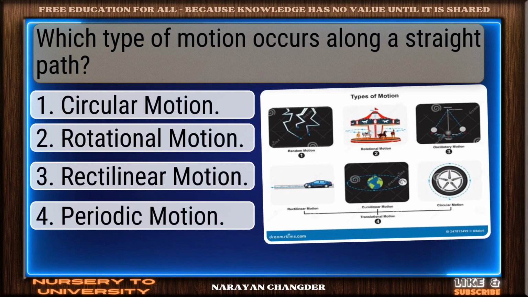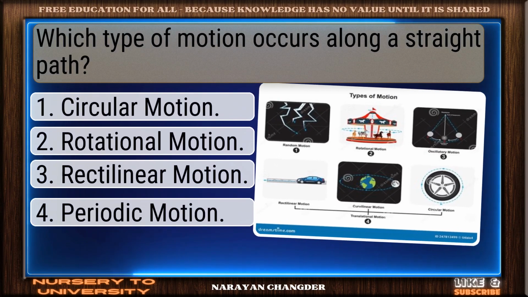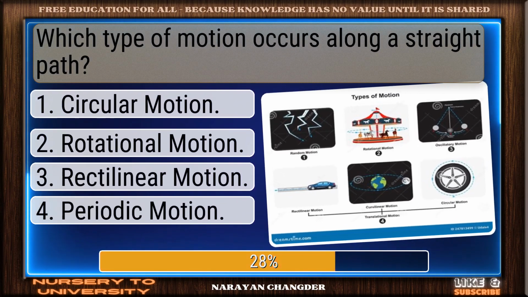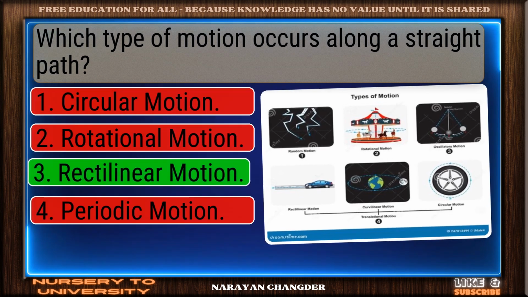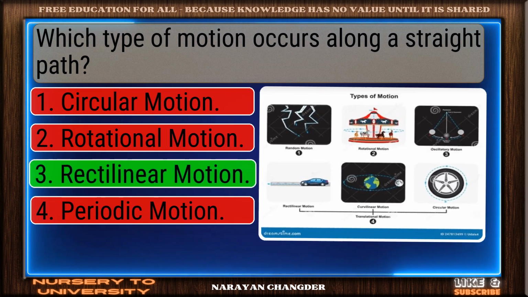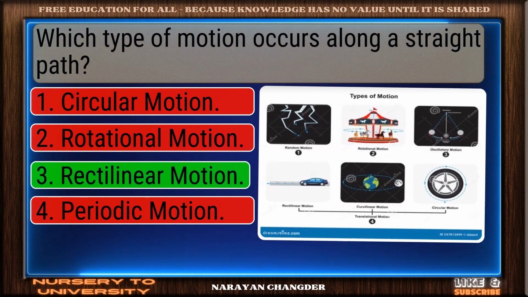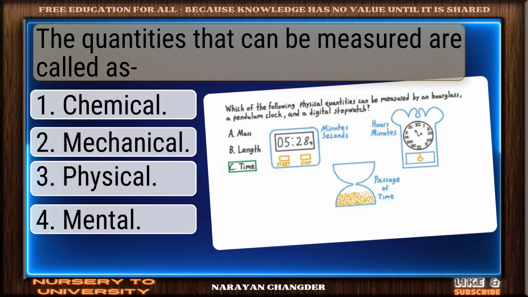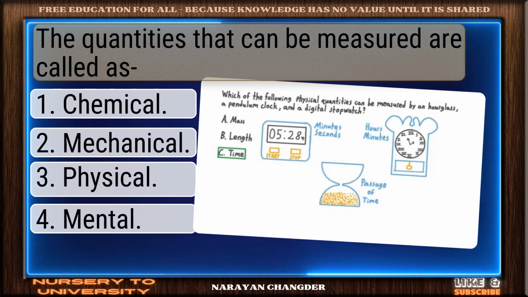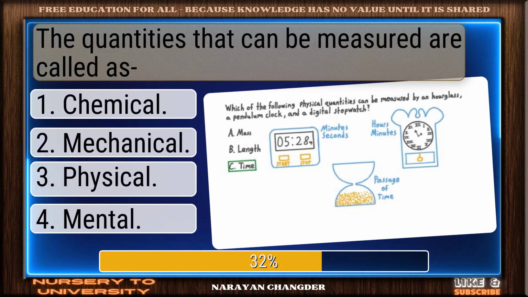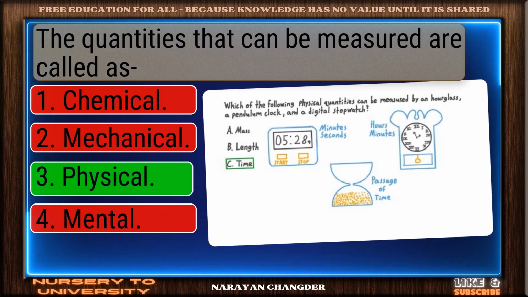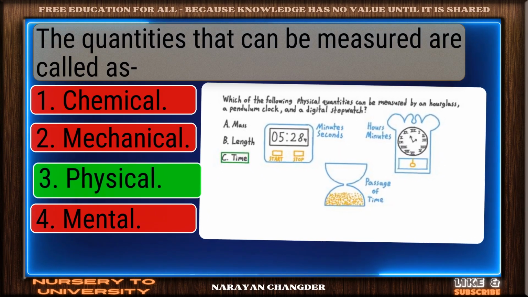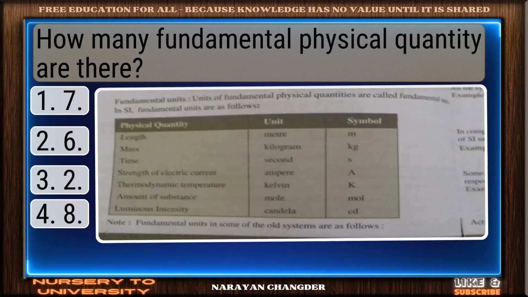Question number 3. Which type of motion occurs along a straight path? Nicely done. Rectilinear motion is a solid answer. Question number 4. The quantities that can be measured are called as? Smart move. Physical is an accurate answer.